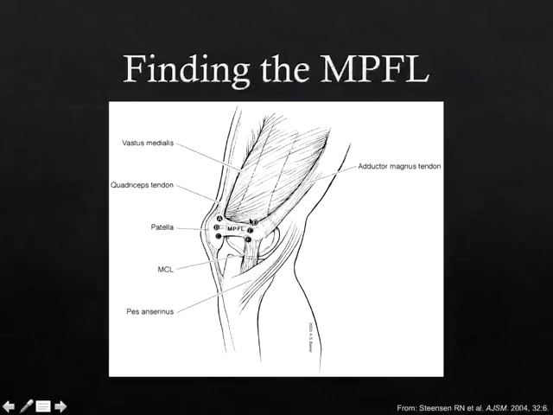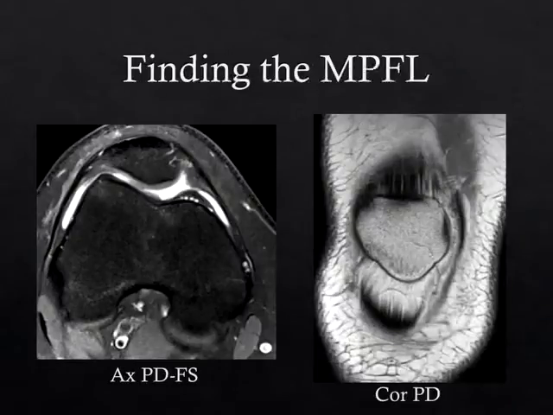You can also see that it originates and attaches sort of at the same place as the medial collateral ligament, which is another good indicator for the femoral attachment of the MPFL. So here is a normal MPFL on an axial image. It looks like any other ligament connecting the medial epicondyle of the distal femur to the patella. And on a coronal PD image, you can see it's sort of a thickened hypointense structure that's just beneath the VMO muscle and attaches to the superior aspect of the medial patella.